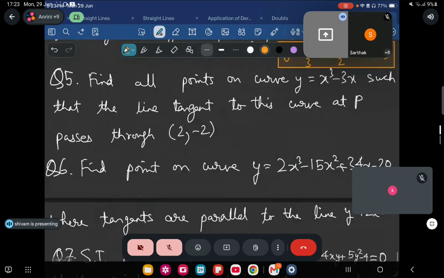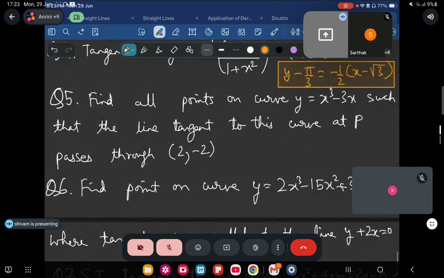If anybody has any doubt, let me know. Number 5. Number 5 is (2, 4) and (3, 1). Anyone having any doubt, you can ask me.